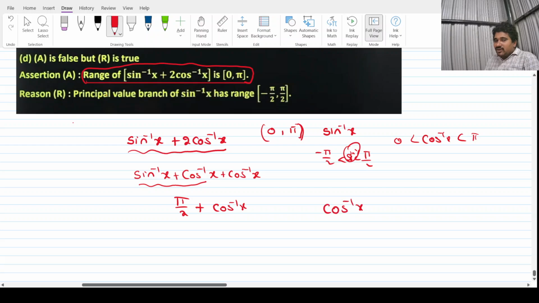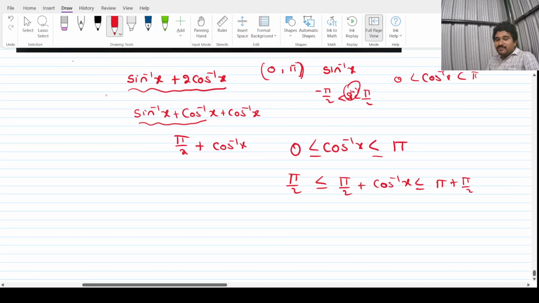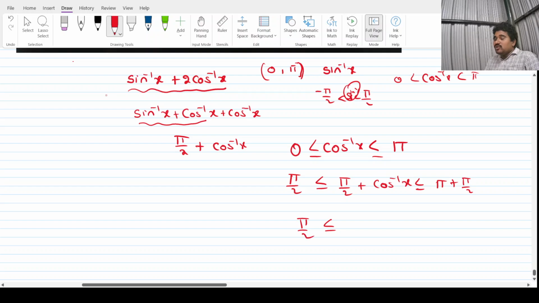If it is just cos inverse x, it is from 0 to pi. Correct? Add pi by 2 on both the sides. So it will become pi by 2 less than or equal to pi by 2 plus cos inverse x less than or equal to pi plus pi by 2. So what is the range of that? It is pi by 2 to 3 pi by 2.